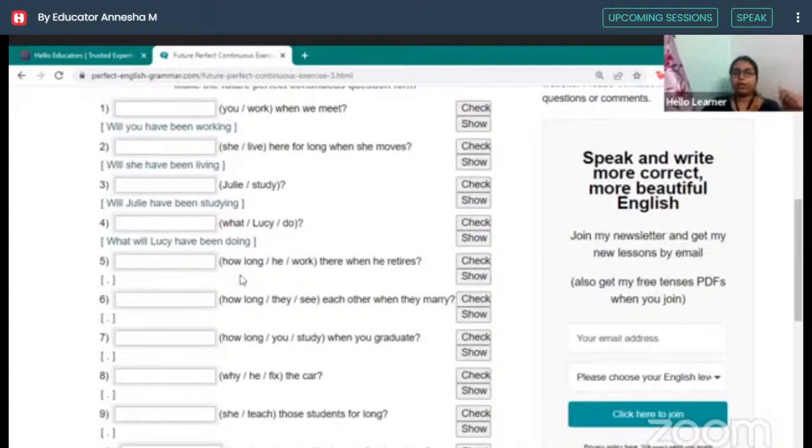Very good. And won't लगा के, if you use won't, contraction? Yes, ma'am. What won't Lucy have been doing? Very good. Absolutely correct, Abhay. Thank you so much. Very nice.